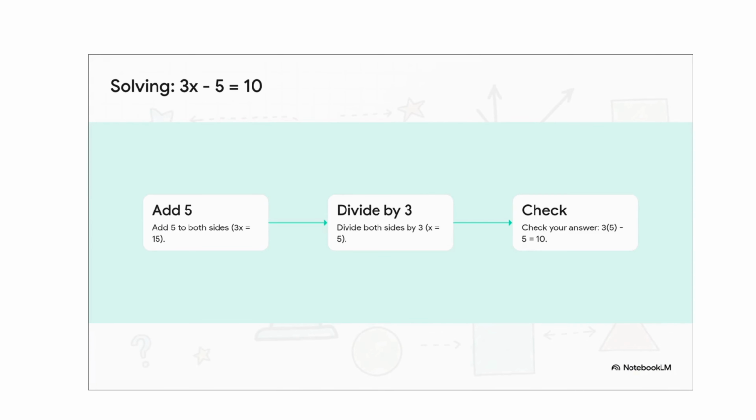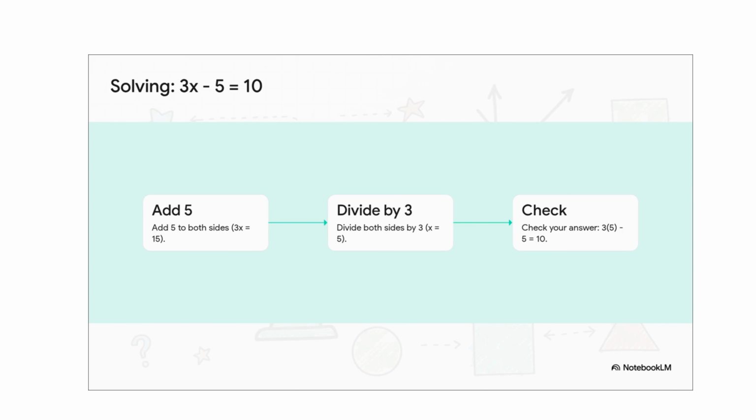Let's try this one. 3x minus 5 equals 10. Our mission, as always, is to get x all by itself. So first, we've got to get rid of that minus 5. We do that by adding 5 to both sides. That keeps it balanced and leaves us with 3x equals 15. From there, it's easy. Just divide both sides by 3, and boom, x equals 5. And it's always a good idea to plug that 5 back in just to be sure.